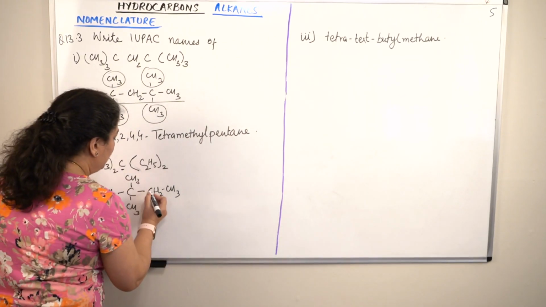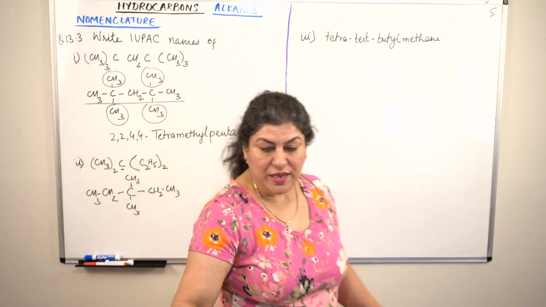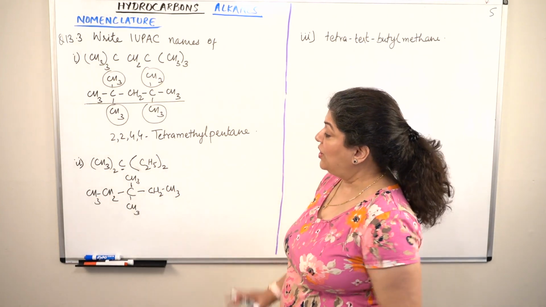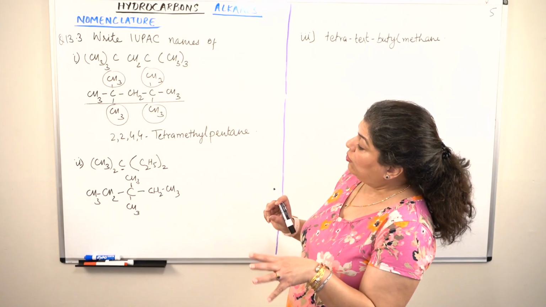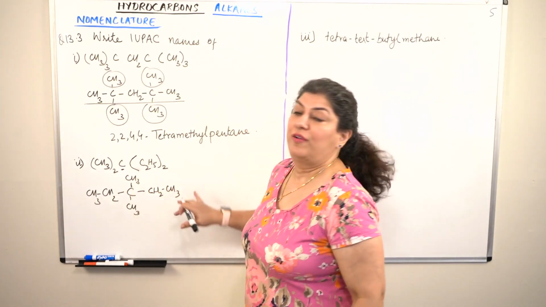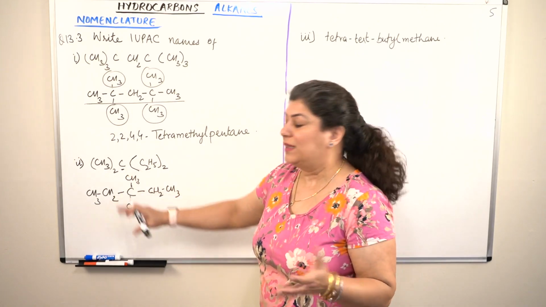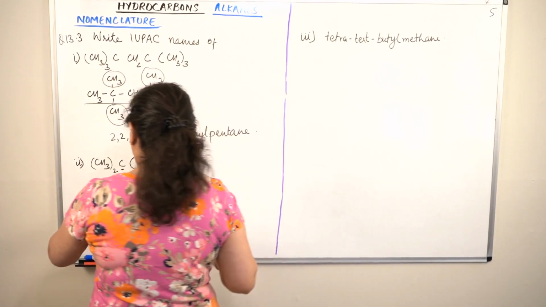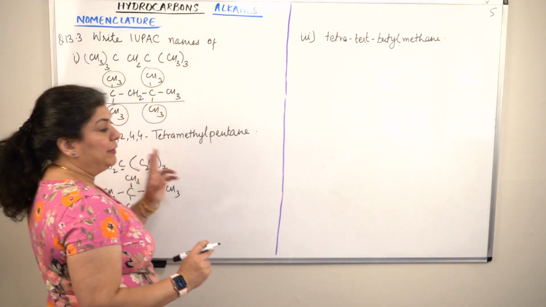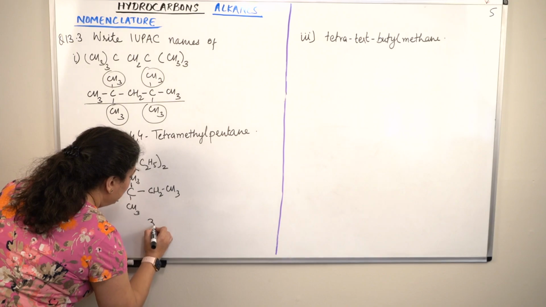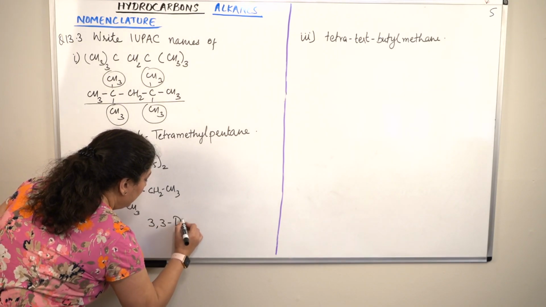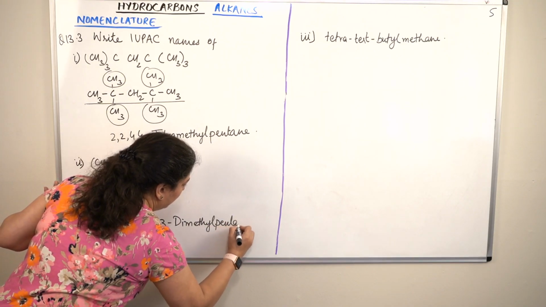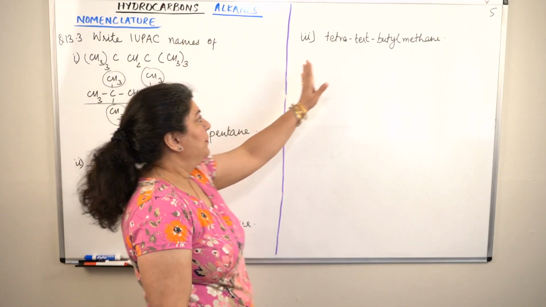Now look, it appears to be so simple. After expanding the formula, the naming becomes so much easier. It becomes clear to you which is now the longest chain. 1, 2, 3, 4, 5. It has 5 carbons. And there are 2 methyl groups. There are only 2 branches which are methyl groups. So I will name it as pentane, and the methyl groups are on the 3rd carbon. So we'll write 3,3-dimethylpentane. That will be the name.